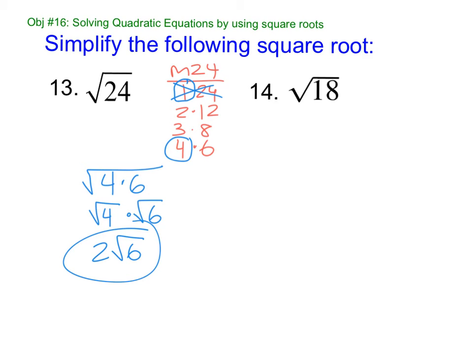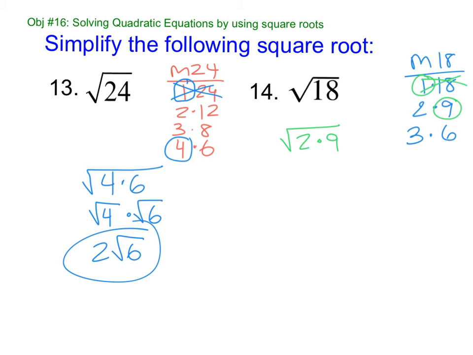Number 14. Write down everything that multiplies to 18. 1 times 18, 2 times 9, and 3 times 6. Which of those numbers are perfect squares? 1 and 9, right? Again, you want to ignore the 1. We want the biggest perfect square. So we're going to rewrite 18 as 2 times 9. I don't know the square root of 2, so I rewrite it as root 2. I do know the square root of 9. The square root of 9 is 3. And then we like to write the number outside and the front. It just looks nicer. And that's it.